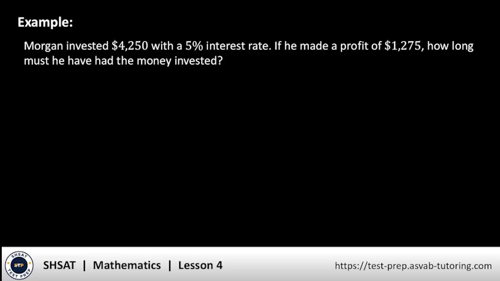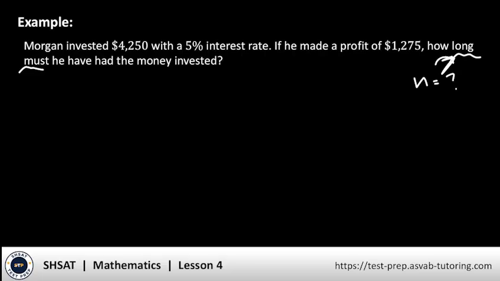Morgan invested $4,250 with a 5% interest rate. If he made a profit of $1,275, how long must he have had the money invested? So here it's also a question of interest. However, it's asking for how long it will take, right? So how long means time. So in order for us to calculate time, because the formula is I equals PNR, the question is asking what is the value for N, okay?